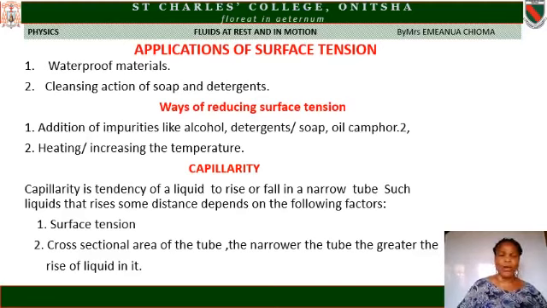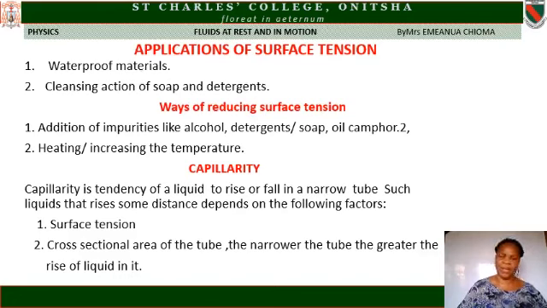Another way of reducing surface tension is by heating the water or increasing the temperature of water. When you heat water or increase the temperature of the liquid, the surface film is destroyed. And when the surface film is destroyed, the surface tension is reduced.